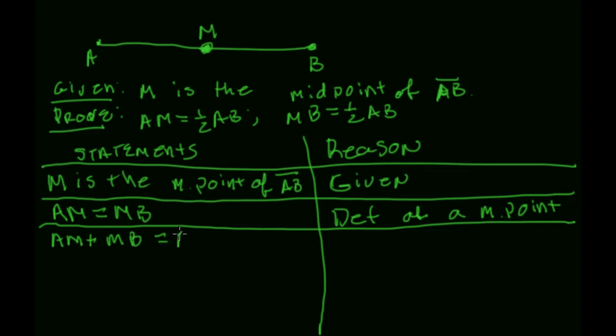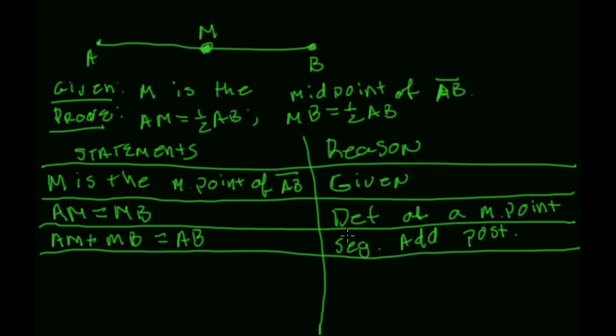Okay, but if I look where M is, I know that AM plus MB has to equal AB, because M is between A and B. So if I go from A to M and then from M to B, it has to be equal to the whole distance. That was because of what we call the segment addition postulate. So postulates are another form of accepted statements, and we're good with that.